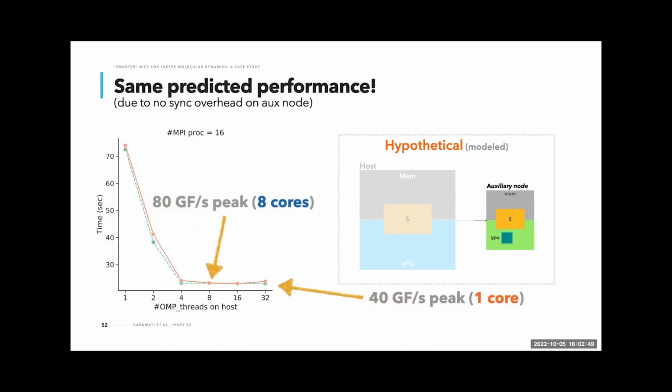But in fact, our model suggests this hypothetical system could attain the same performance, as shown in this plot. The dashed line is the hypothetical system, and this is because a single core on the auxiliary node avoids synchronization overhead.